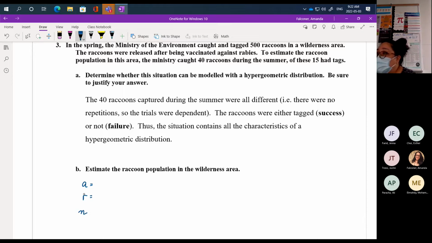So when we have hypergeometric scenarios, we have variables A, R, and N. Right? So we're going to try and think about what these numbers that they gave us, how they can match up with the variables within our formula. So A represented the number of successes in the population. That was just in general. What is success here? Let X represent the animals that were tagged. All right, tagged raccoons.